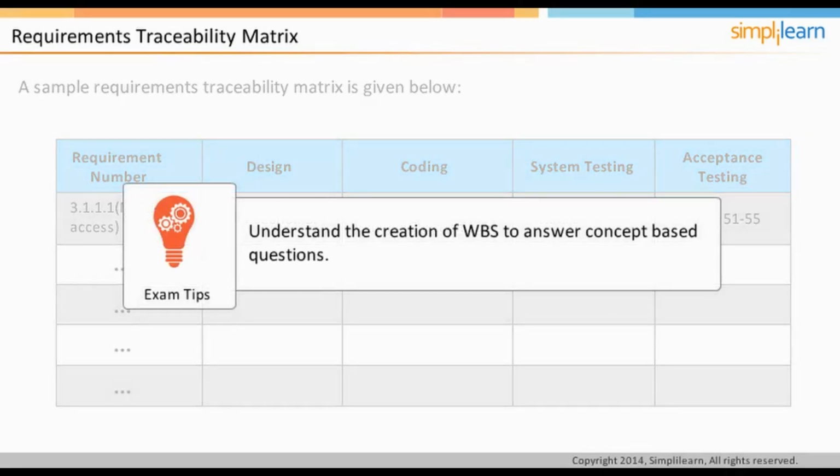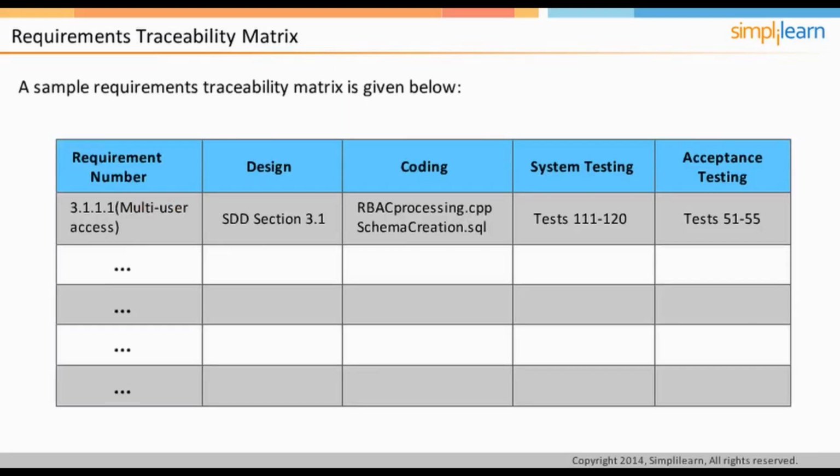A typical question in the CAPM exam can be one related to the creation of WBS. So, understanding the requirements traceability matrix will help you to answer concept-based questions. In the next screen, let us look at the third project scope management process, Define Scope.